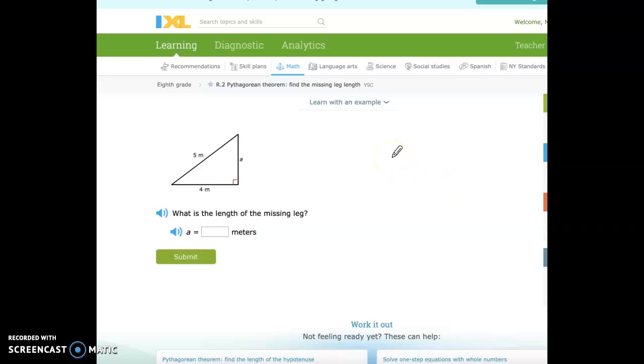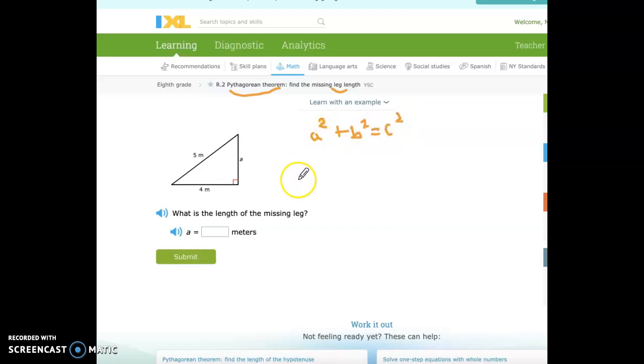Right, in this second video for Pythagorean theorem, we are still looking at a right triangle and using the Pythagorean theorem, and we're going to be finding the missing length of a leg. So we're looking for the leg instead of the hypotenuse. We're still going to use the same formula for Pythagorean theorem, a squared plus b squared is equal to c squared.